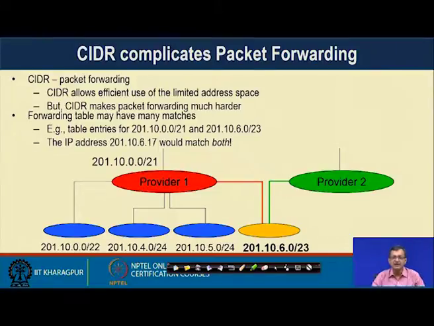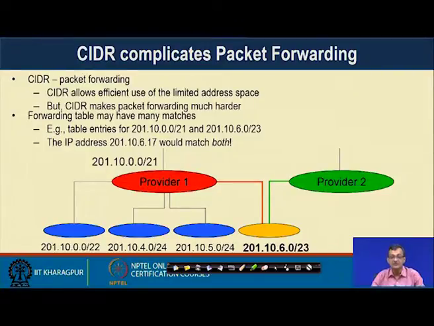Now, CIDR complicates the issue, because now it can have any type of mask. CIDR allows efficient use of the limited address space, which is absolutely fine; the address space is not wasted. But it makes packet forwarding much more complicated. The forwarding table can have many matches, like 201.10.0.0/21 and 201.10.6.0/23, so a destination can have more than one match. So where will it forward? That is a challenge.